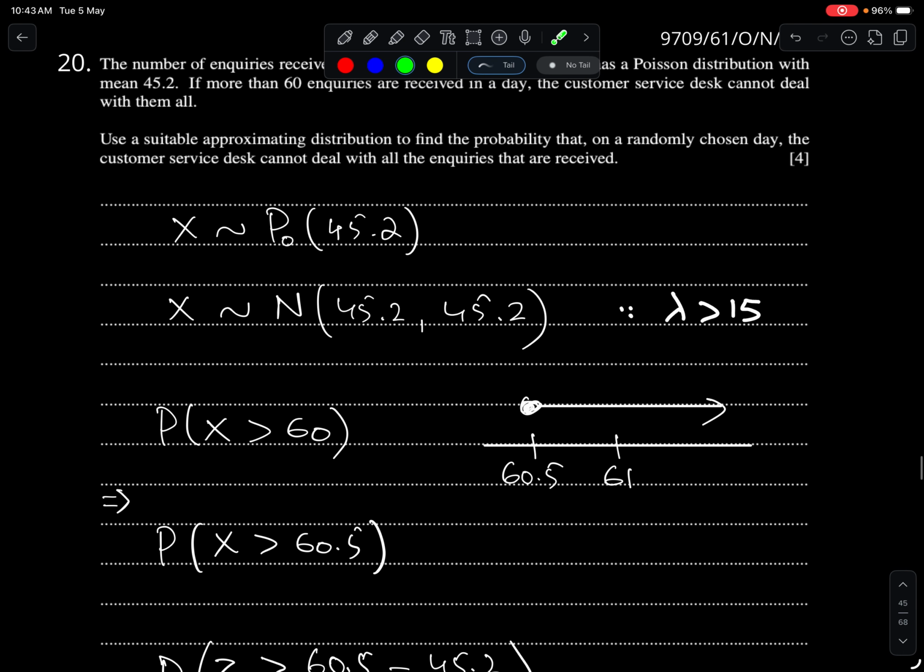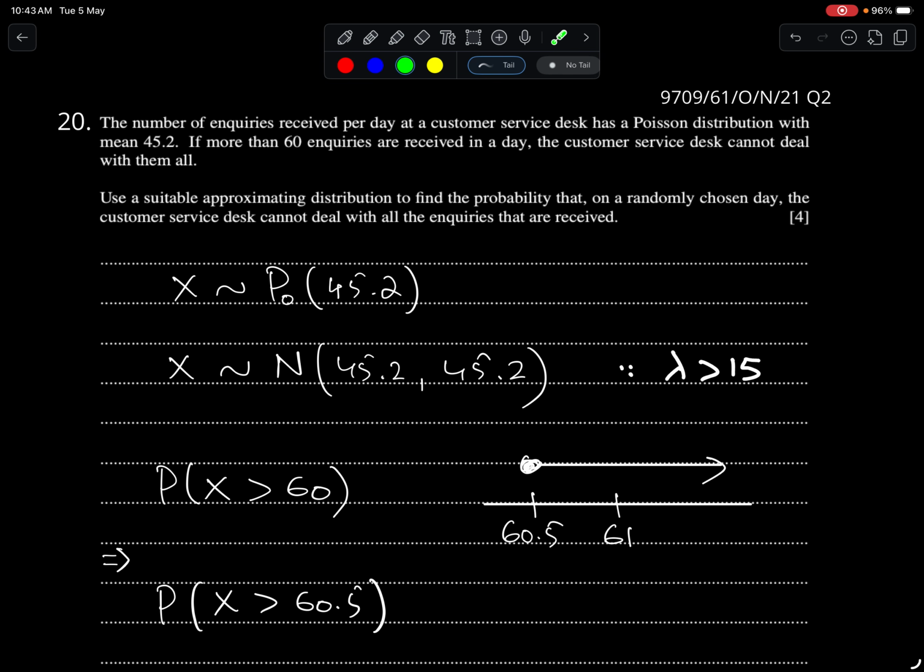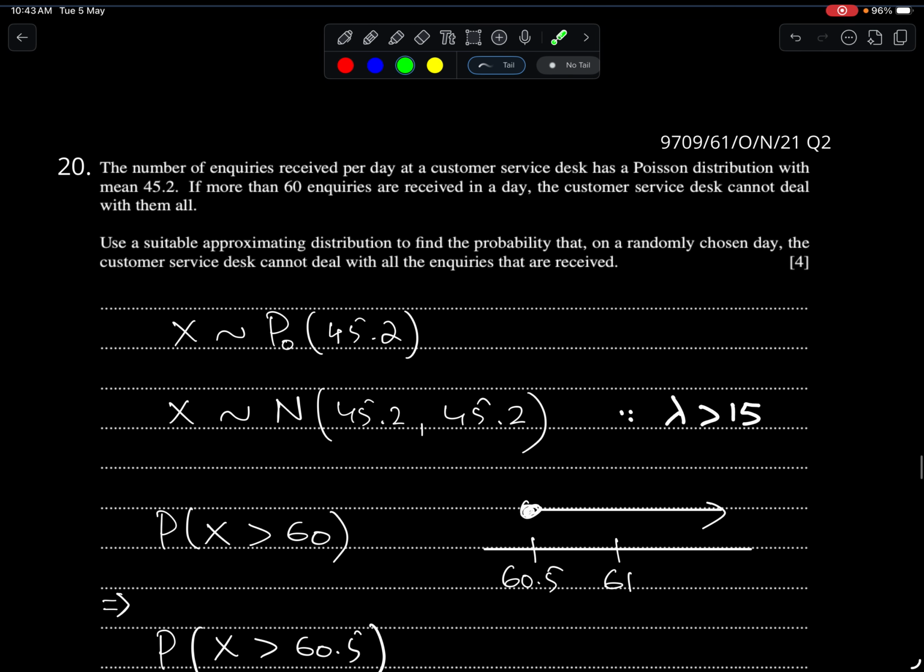Okay, just one question I will discuss so that I can go to the next chapter. The number of inquiries received per day at a customer service desk has a Poisson distribution with mean 45.2. If more than 60 inquiries are received in a day, the customer service desk cannot deal with them all. Use a suitable approximating distribution, which is normal approximation, to find the probability that on a randomly chosen day the customer service cannot deal with all inquiries that are received. So more than 60 they cannot receive.